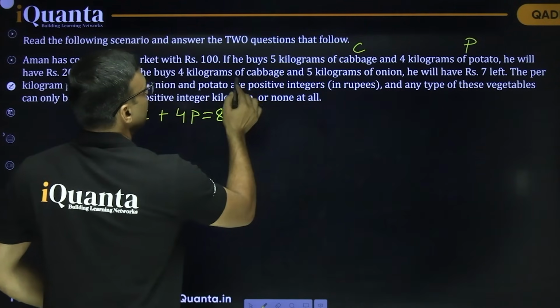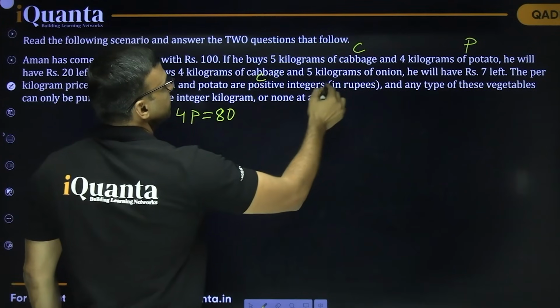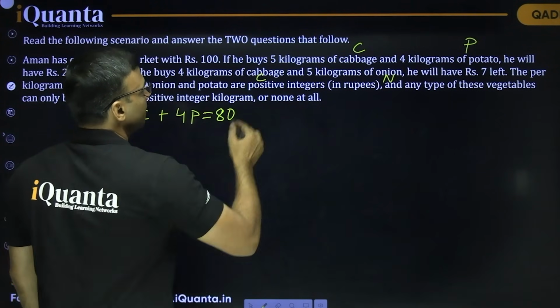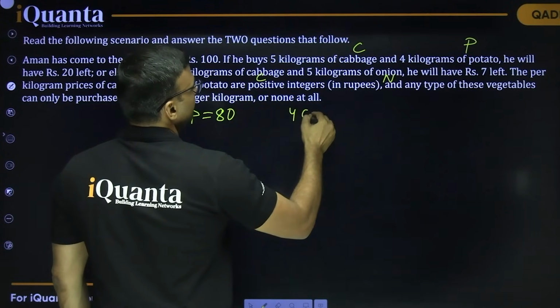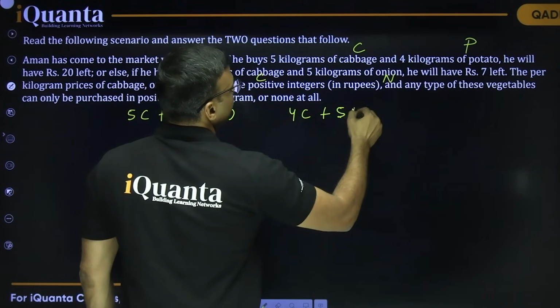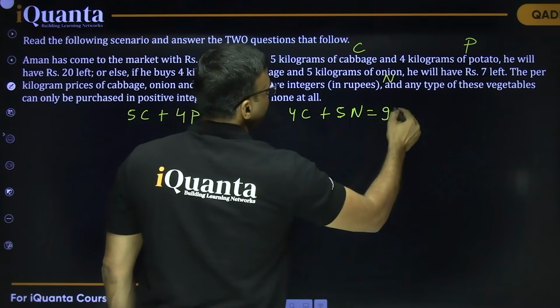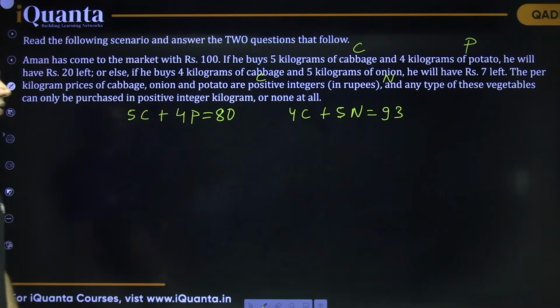Now be careful, this is cabbage, that is C. Let's say the price of onion is N. So we have 4C plus 5N equals, out of 107 left means 93 is spent. So we have these two equations.